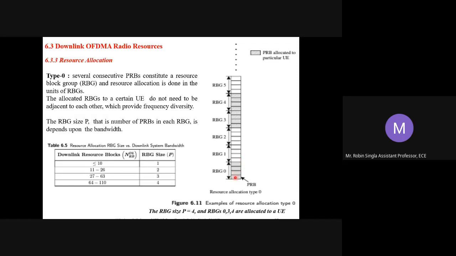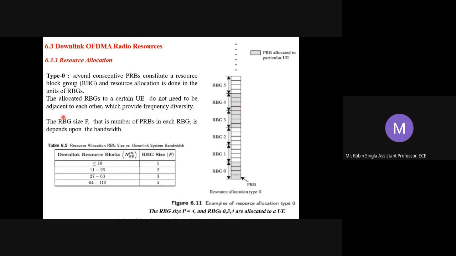Similarly, this 4 PRBs is RBG 1, this 4 PRBs RBG 2, RBG 3, 4, 5, like that. So many RBGs will be there. And this filled PRB is representing a PRB which is allocated to a particular UE. Here they allocate a complete RBG to a certain UE. For example, in this figure, RBG 0, RBG 3, and RBG 4 are allocated to a user.